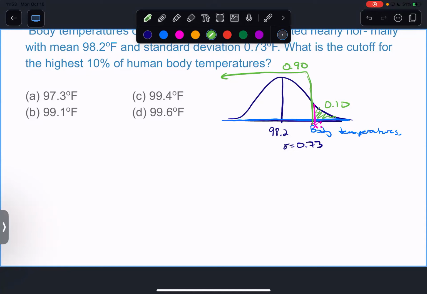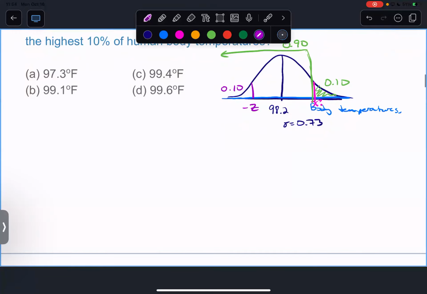What else could you do? You could rely on the symmetry, right? And so by symmetry, you could say that negative z closest to 0.1. So what would you have to do? Closest to 0.1. But then you'd have to drop the negative because you want to be on the other side, right? But you're relying on that symmetry. So whichever way you do it, you're going to find the same z.